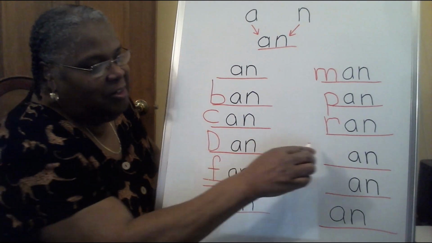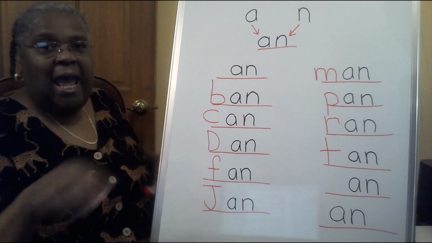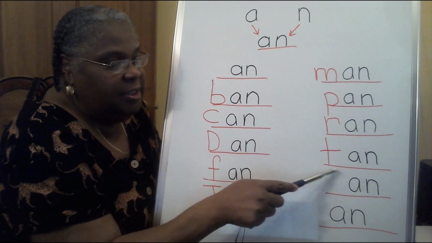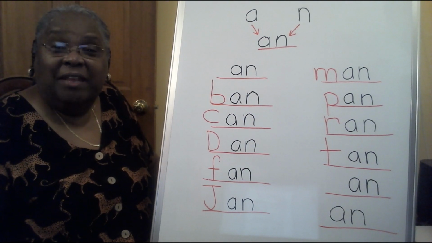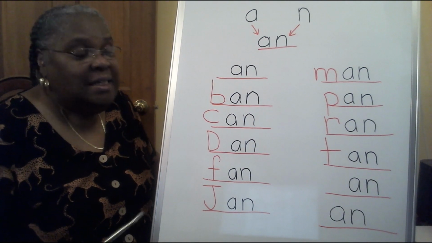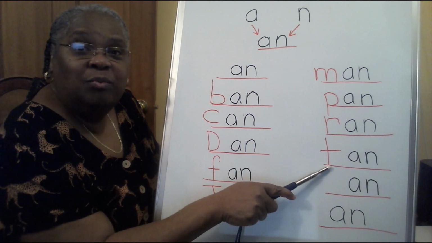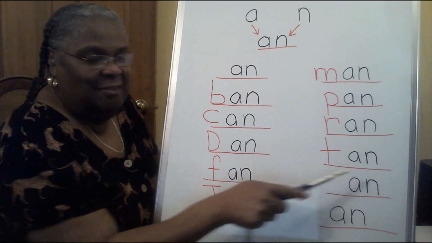When we put the letter T at the beginning of the word "and," we form the new word tan. Let us sound out the word together. Say the T sound, T. Now say the T sound with the word "and" together smoothly, tan.